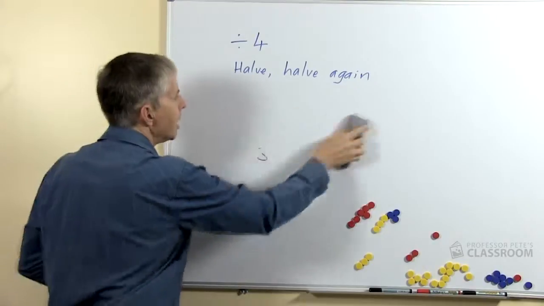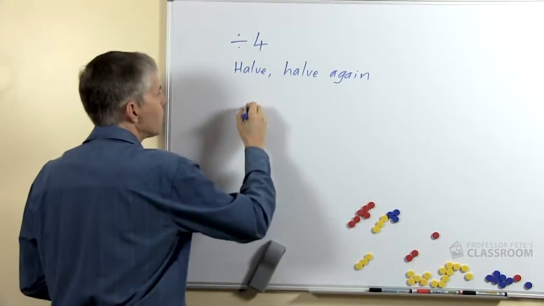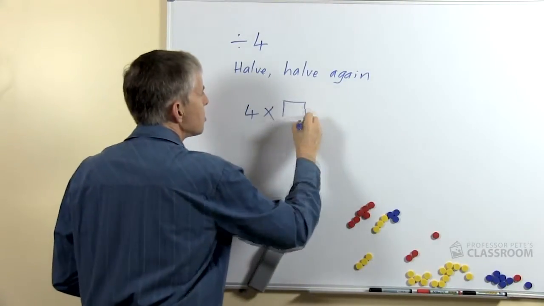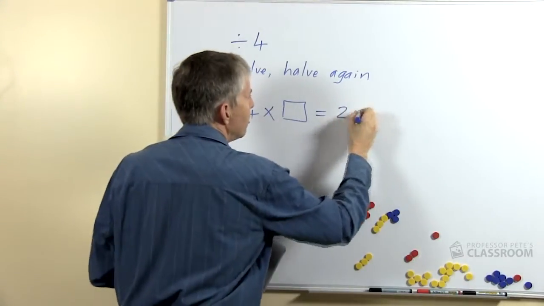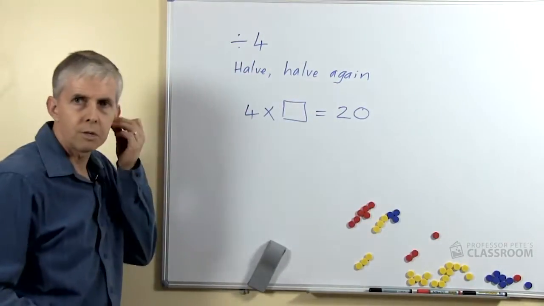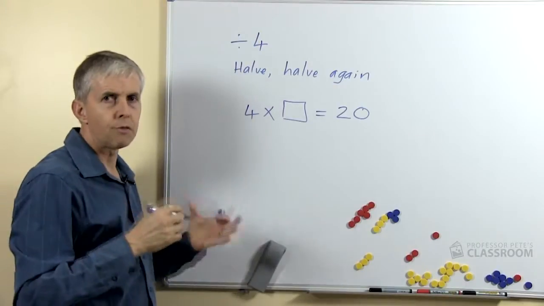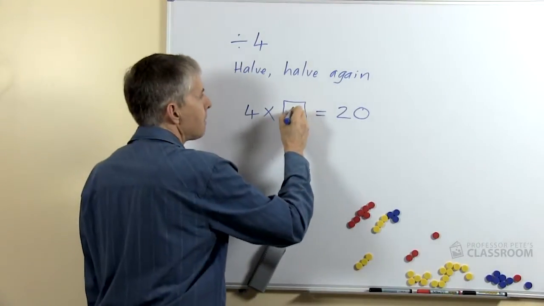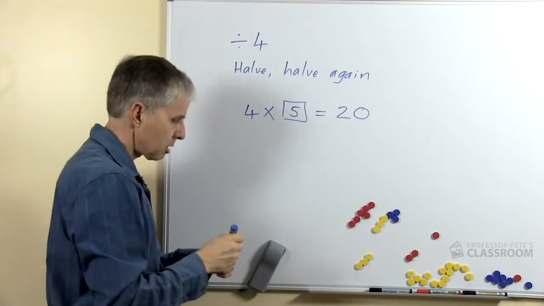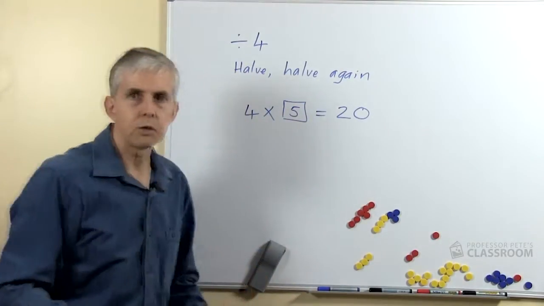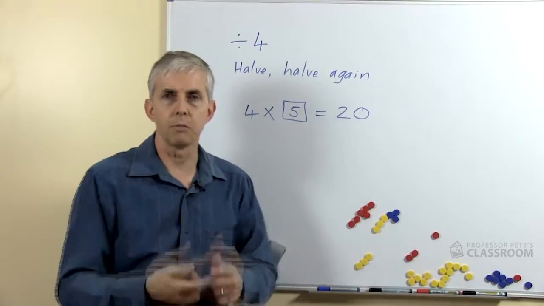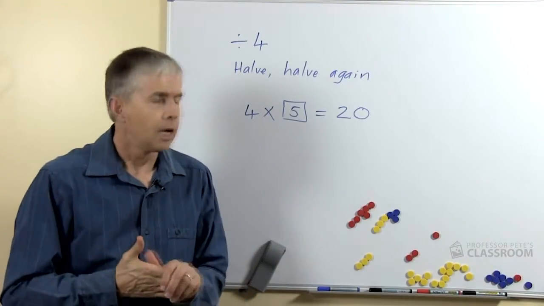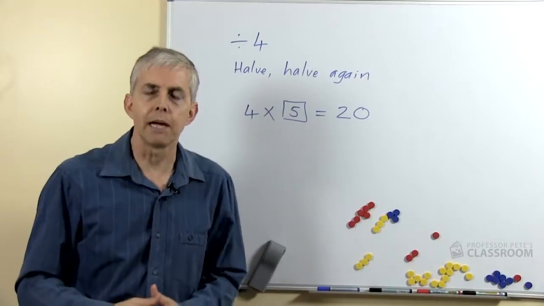An alternative strategy which works well is to say 4 times what equals the number we're dividing. So we might say 4 times what equals 20. Think of your 4 times number facts. What's the number that belongs in there? Of course it's 5. So those are 2 straightforward strategies: halve a number twice or think of the multiplication number fact. I just want to make a quick comment here about the strategies.